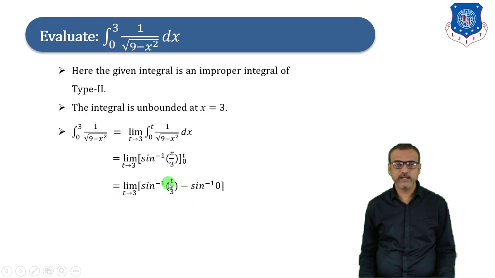Now we will replace t by 3, so it will become sin inverse 3 by 3, which is sin inverse 1, and the value of sin inverse 1 is pi by 2, and the value of sin inverse 0 is 0. So this is equals to pi by 2 minus 0, which is pi by 2. So this is the answer of this integration.